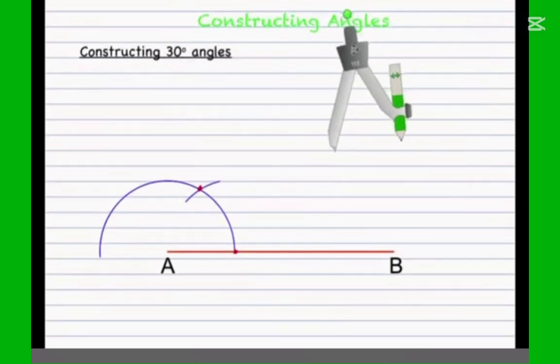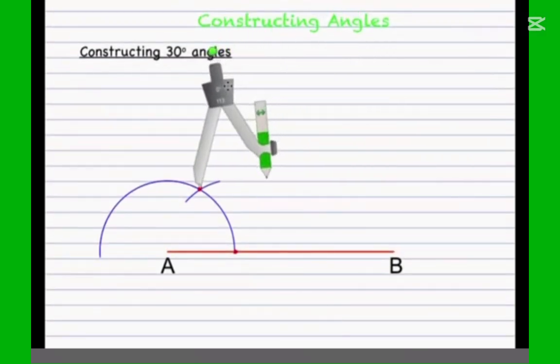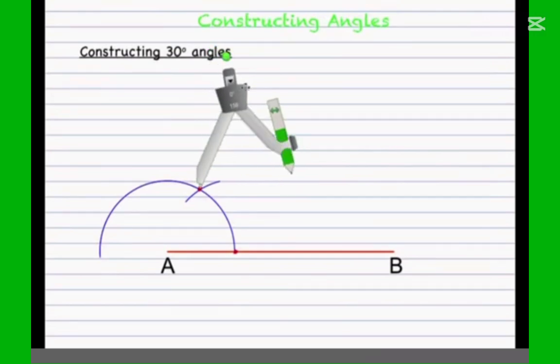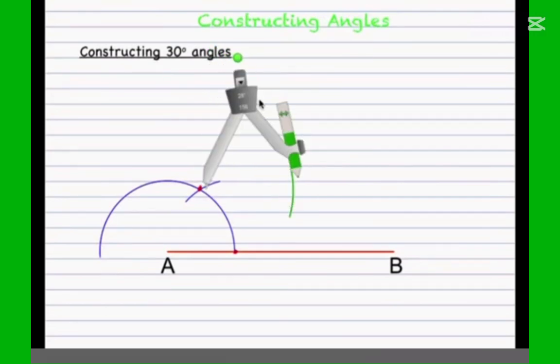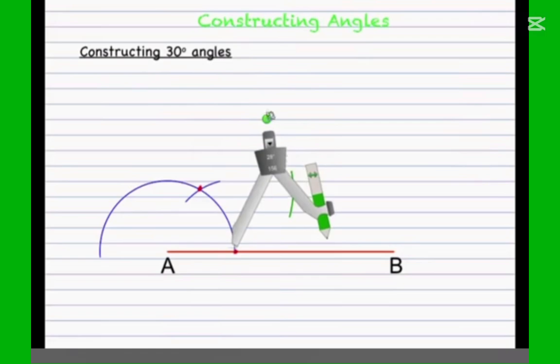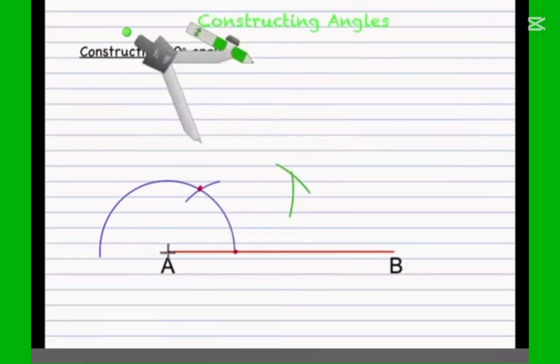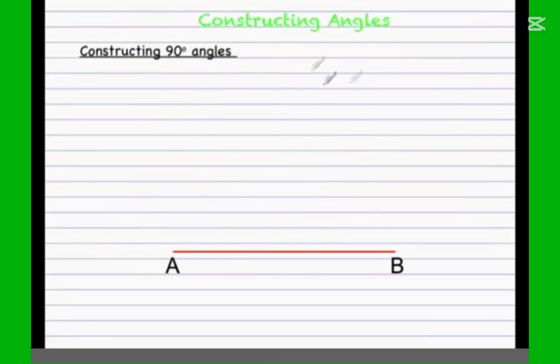What I would need to do is to put the tip of the compass to the top part of the angle, open it up a bit, and create an arc halfway between. Move the compass to the bottom part of the angle, create an arc which cuts the first one, and now if I connect a line straight through from the middle, now I have my 30 degree angle. Let's move on now to the construction of a 90 degree angle.